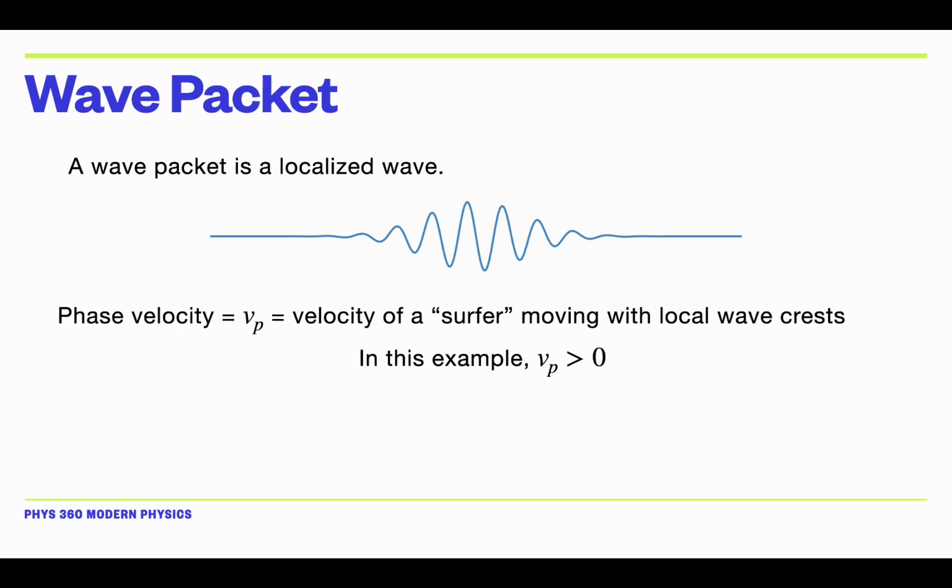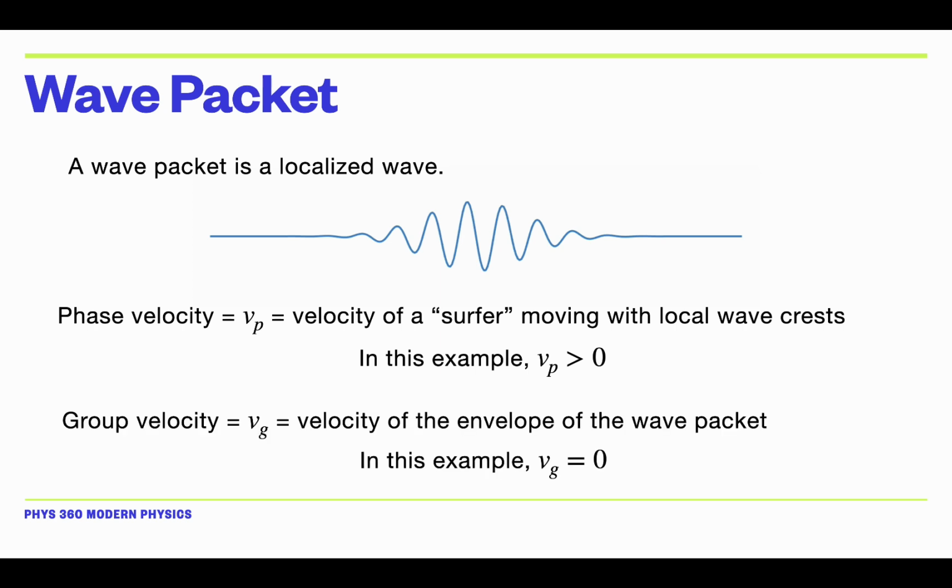We can define two velocities to characterize the motion of the wave packet. The first is the phase velocity. This is the velocity of a surfer riding on the local wave crests. In this example, the phase velocity is positive since the wave undulations are moving to the right. The second velocity is called the group velocity. It is the velocity of the envelope of the wave packet. In this example, the group velocity is 0 since the envelope is stationary.